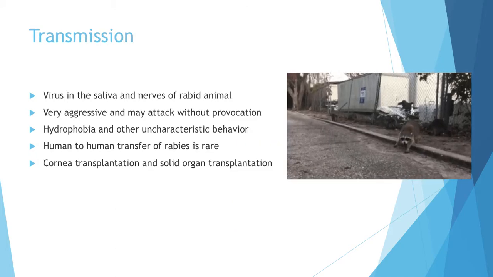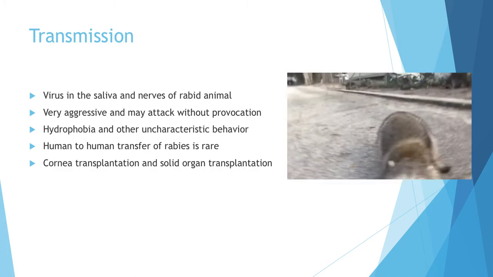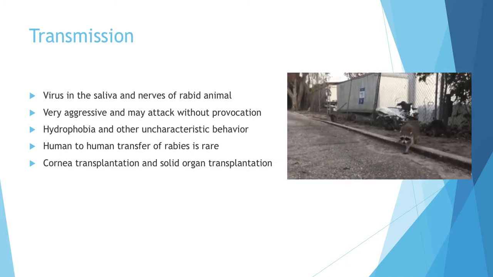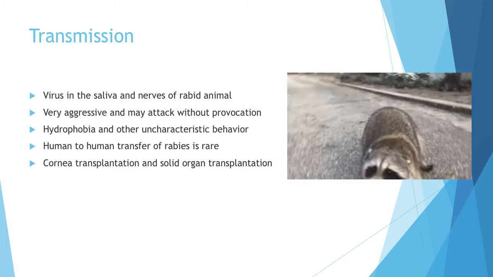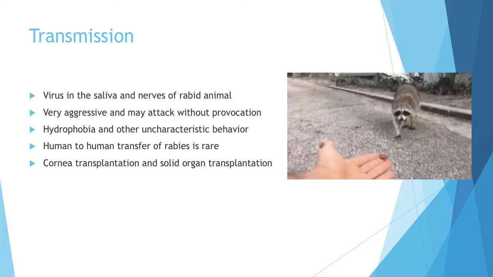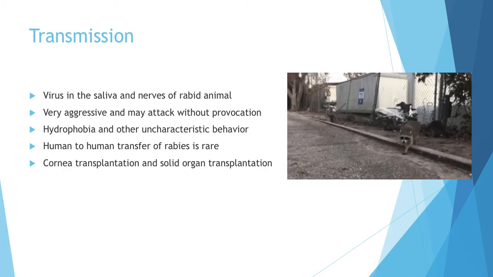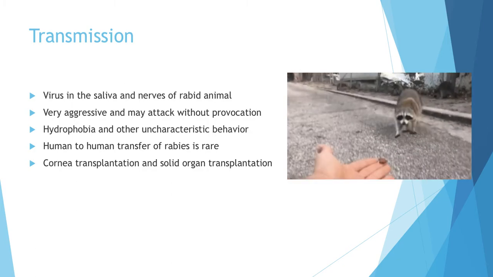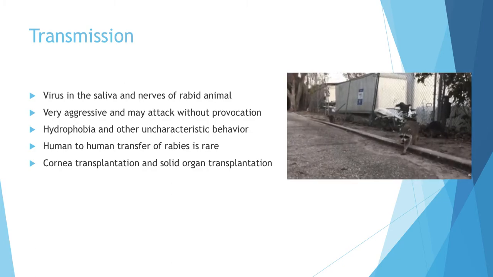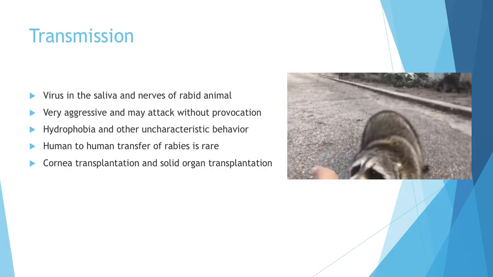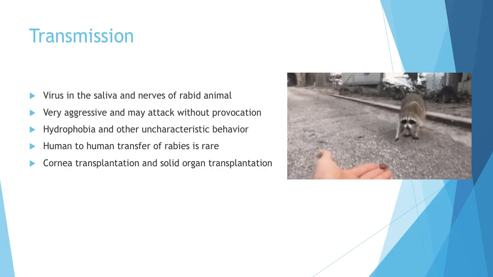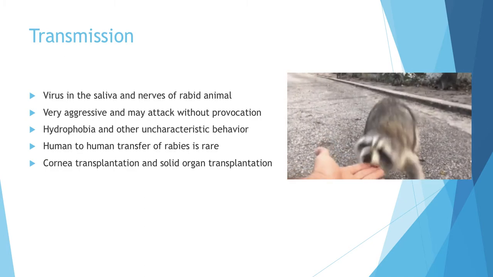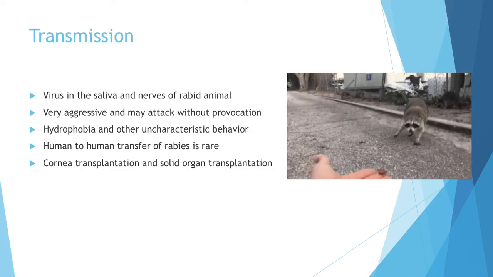Symptomatic rabid animals will have virus in their saliva and nerves. A bite from the infected animal can be, but not always, the route of infection. It is important to know the behavior of the animal, as most of the time an infected rabid animal will be very aggressive and may attack without provocation. The animal will also show hydrophobia and other uncharacteristic behavior. This is an example of how a viral pathogen transfers to another host by modifying the behavior of the host.